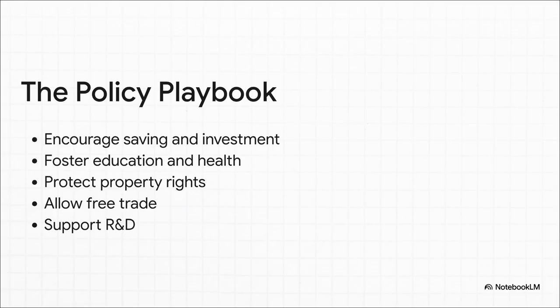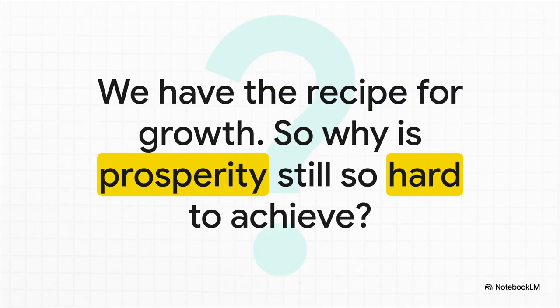Well, it gives us a pretty clear playbook for growth. You want to encourage people to save and invest to build up that physical capital. You need to invest in education and healthcare to build up human capital. And just as important, you have to create a stable environment, protecting property rights, allowing free trade, and funding research to push that technological knowledge forward. That's the checklist. Which brings us to our final and maybe most important question.